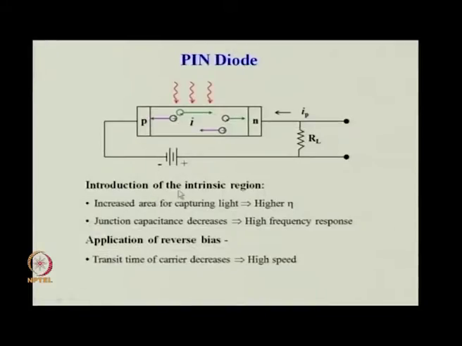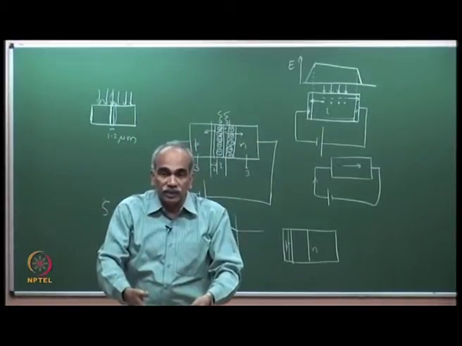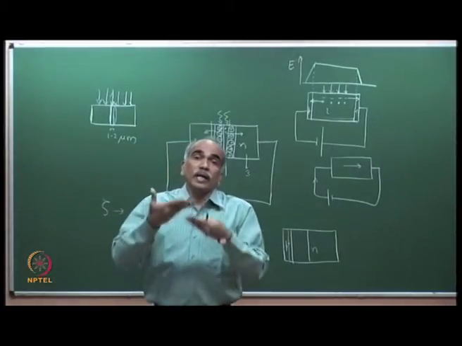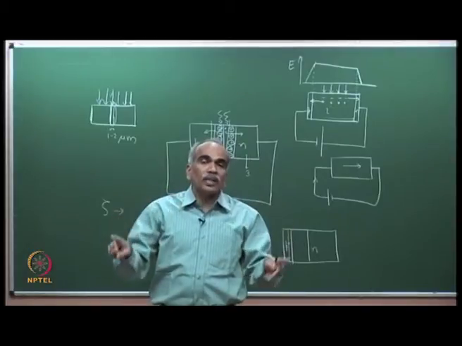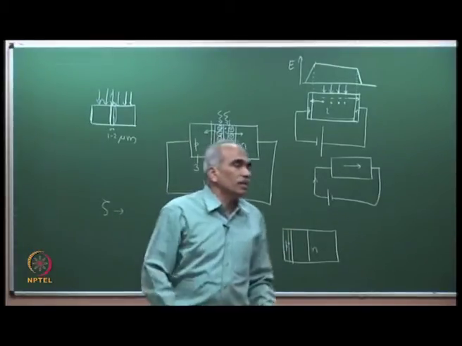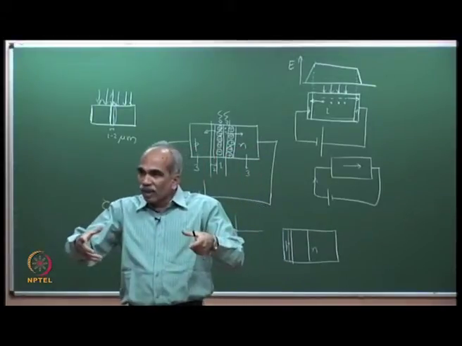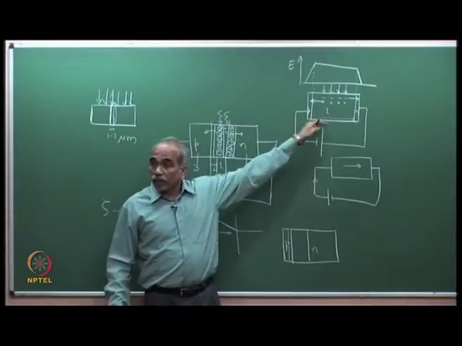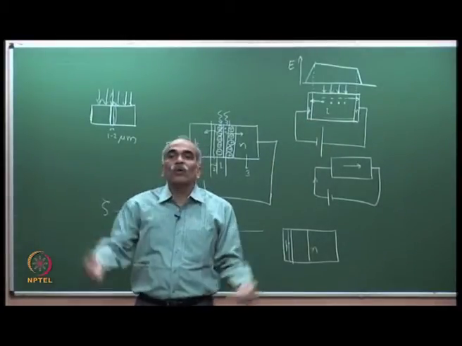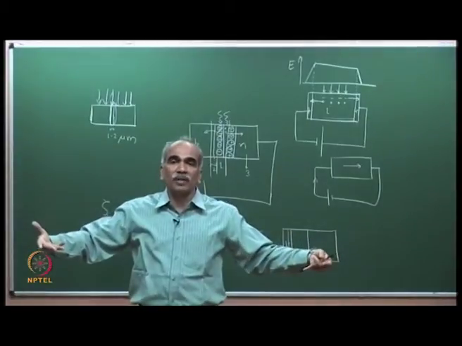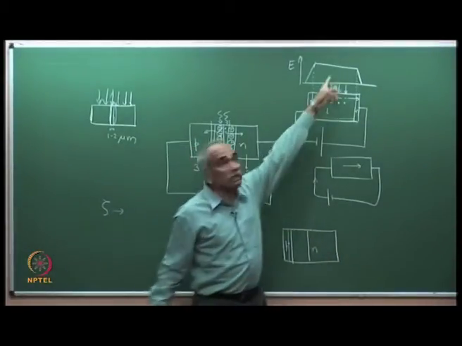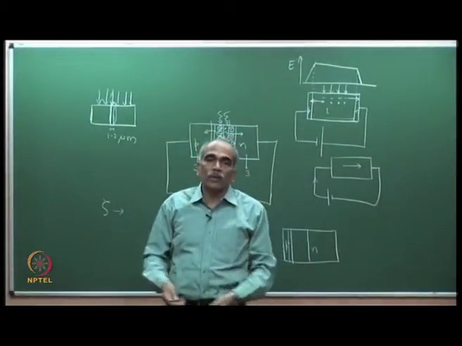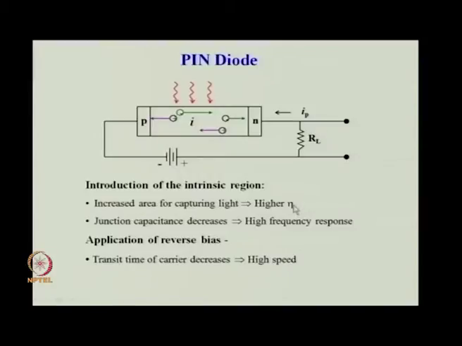So, introduction of the intrinsic region increases the area for capturing light. This gives you higher quantum efficiency, because out of the total flux of photons incident, how many of them will create electron hole pairs that will contribute to the current in the external circuit. This will determine eta, and therefore, now the capture area is large, and in this large capture area, whatever electron hole pairs are generated are contributing to the current, because they are immediately swept. They are not recombining again because of the high electric field. So, they are immediately swept apart. So, this leads to higher eta.